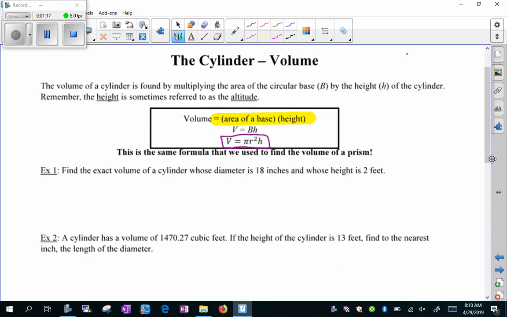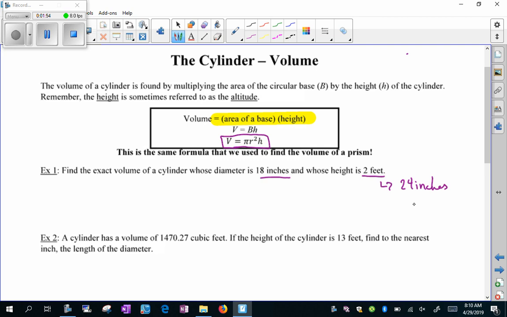Now let's go down and talk about example number 1. It says find the exact volume of a cylinder whose diameter is 8 inches and whose height is 2 feet. Now we have to be careful here because what we're given is inches and feet. So not quite as easy as we thought. But what I did is I just turned the 2 feet into inches. So I know 2 feet is 24 inches. And that's just multiplying. Now I'm inches to inches, so now I can do my work.